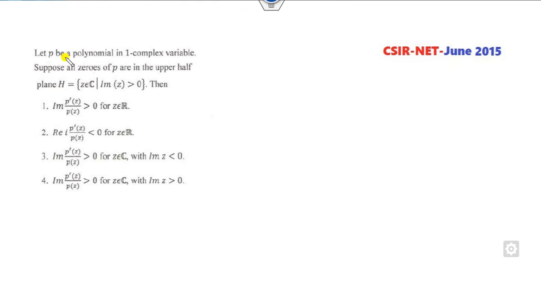Okay, look at this one. P is a polynomial of one variable. So that means Z minus alpha. Fine. And the zeros of P are in the upper half plane. So I can draw the graph of this. The imaginary part is here. So what are the zeros of this? P of Z is 0. It means Z is alpha.